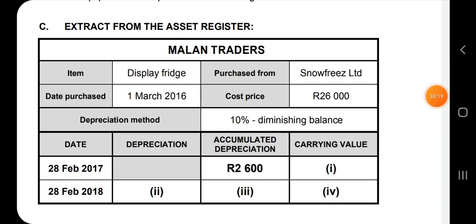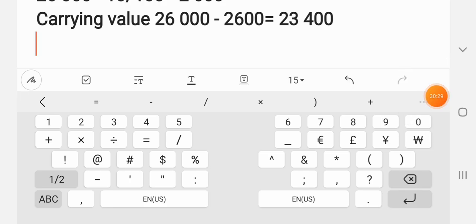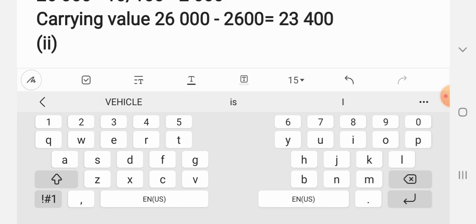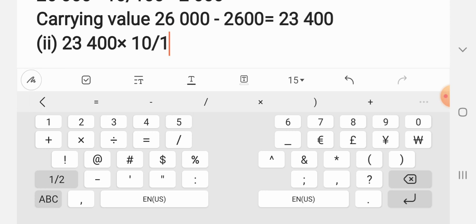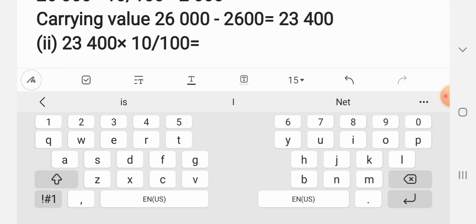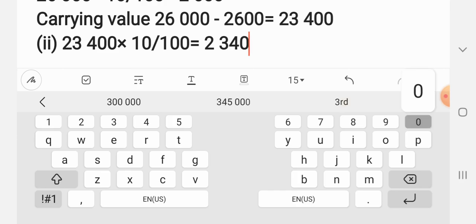And then number 2, we are asked to calculate depreciation for the current year, 28 February 2018. So we're going to take 23,400, which is already the carrying value of last year, and then multiply that by 10%, and that is going to give us 2,340. So this is the depreciation for this year.